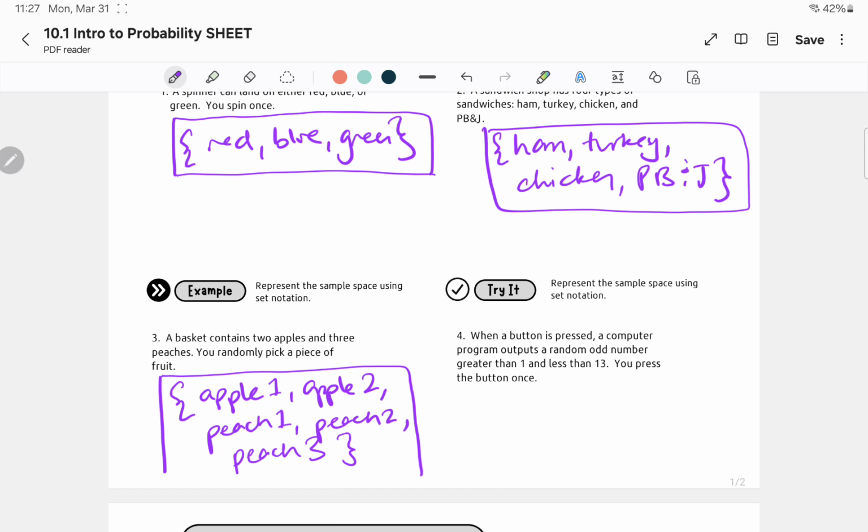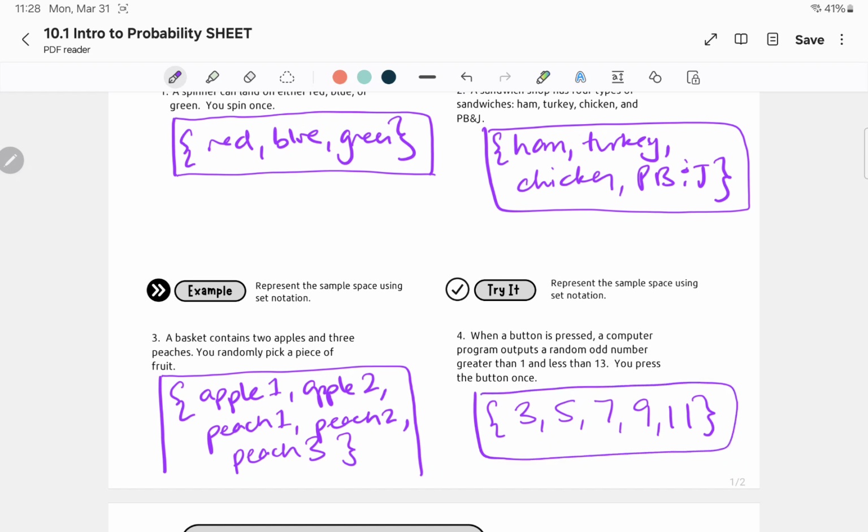It says when a button is pressed, a computer program outputs a random odd number greater than 1 and less than 13. So what are the possibilities? It's got to be odd, greater than 1, and less than 13. So that's going to be 3, 5, 7, 9, and 11. We don't go to 13 because it has to be less than 13. Let me draw the bracket a little bit better. There we go, and that's our answer for number 4.